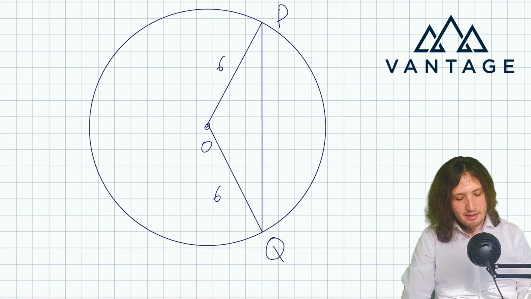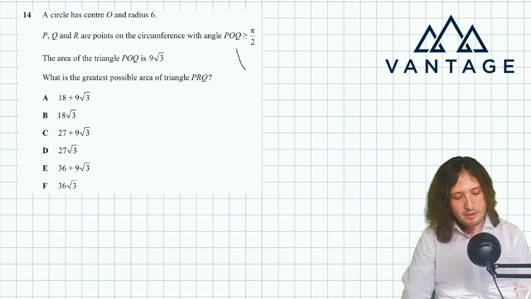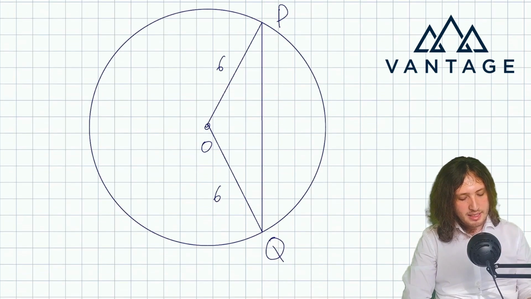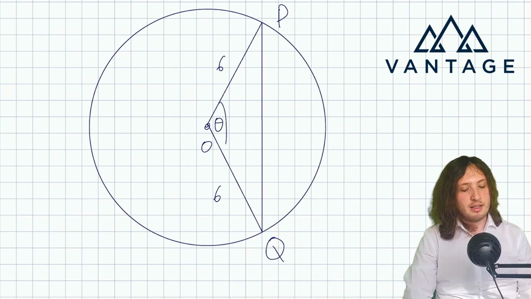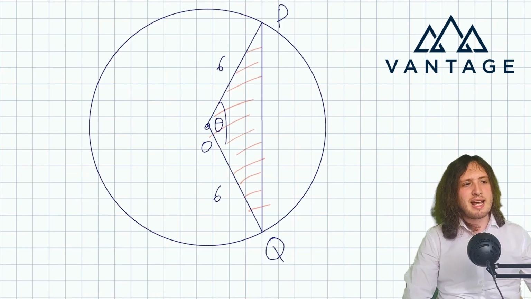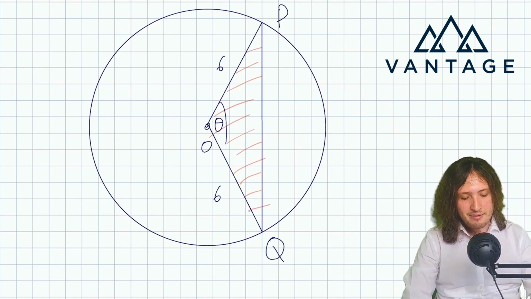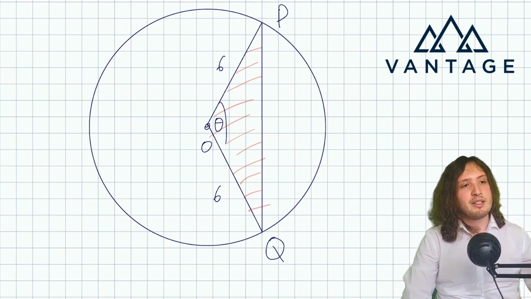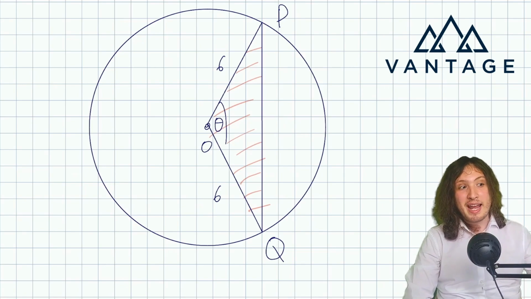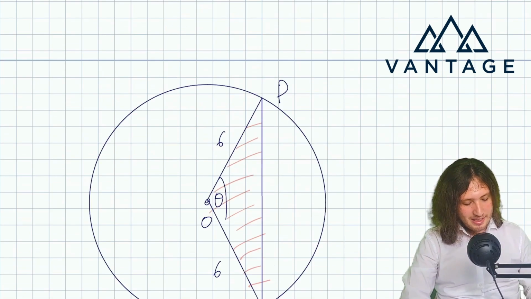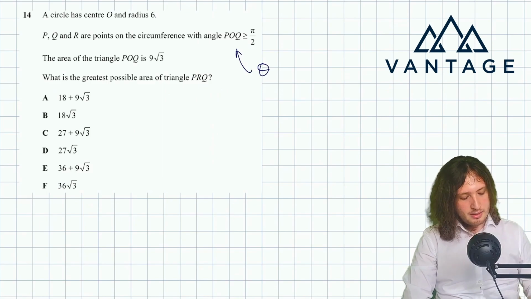And then this obtuse angle POQ, I may as well call it theta so that I can mark that on. Now we're told in the question that the area of this triangle is going to be 9 root 3. Surely then I can write down an expression for the area of this triangle in terms of theta and use that to find theta. That should be very helpful when I come to consider the triangle PRQ.